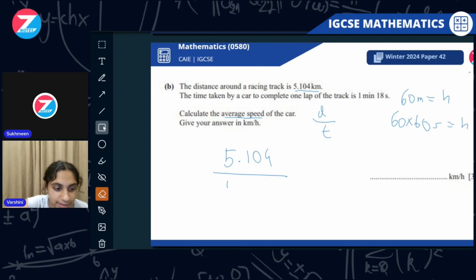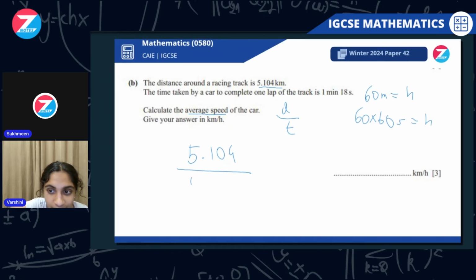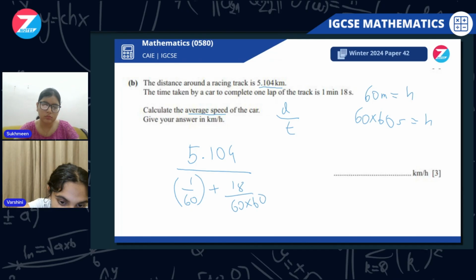Yeah, no, 1 by 60, sorry. Okay, so now to convert the minute to the hour, we're going to have to do 1 by 60. And to convert the seconds to the hour, we're going to have to do 18 by 60 into 60. So now all we have to do is put this into our calculator.